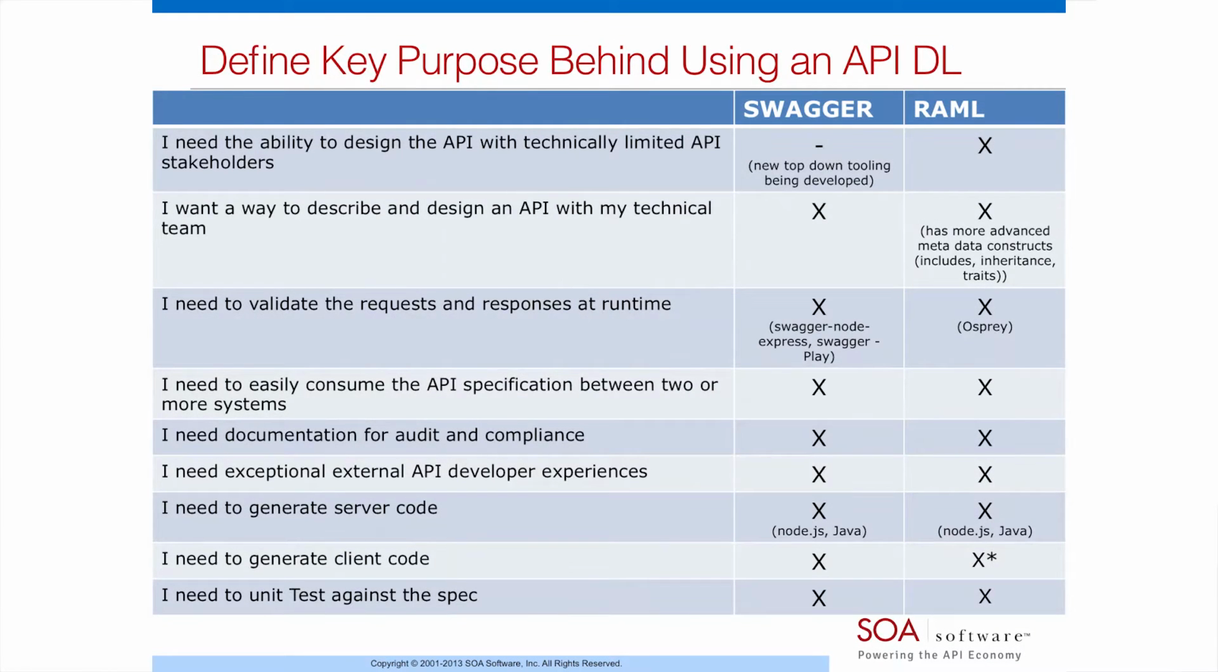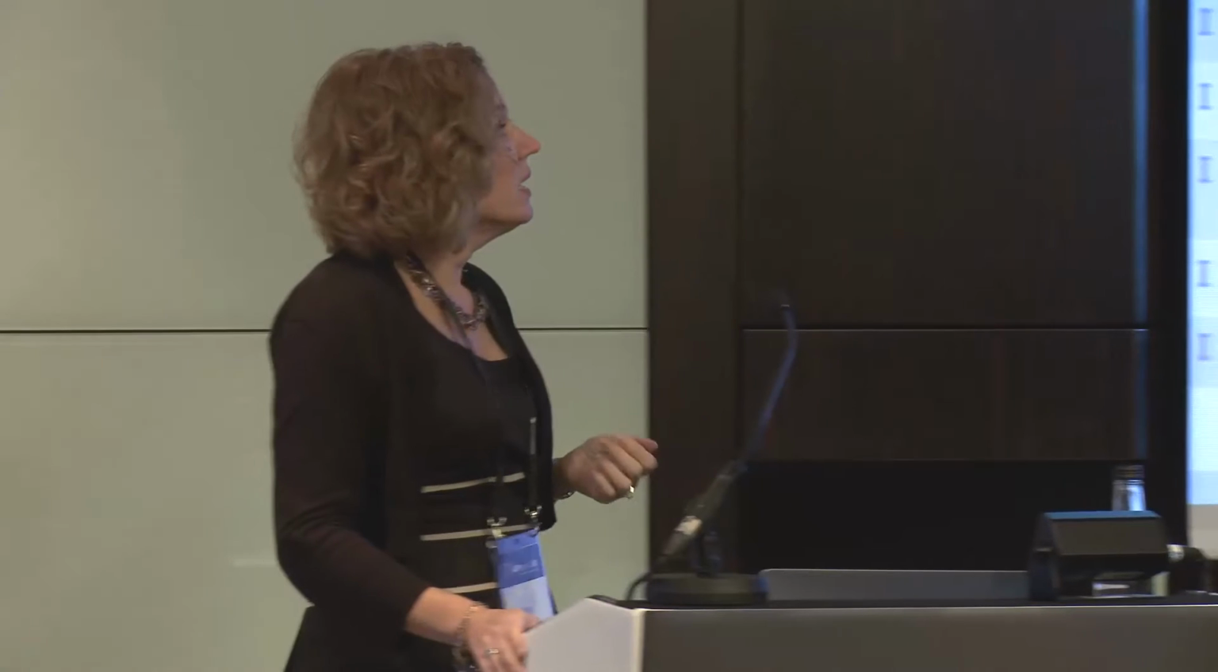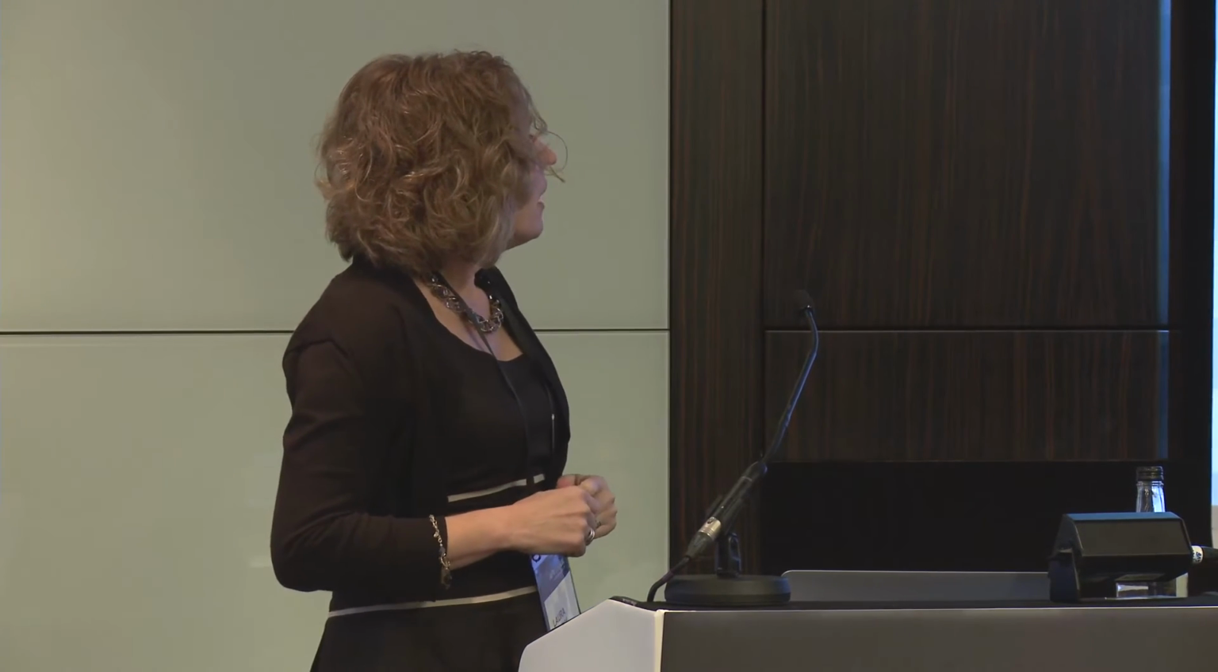Let's say I need to validate requests and responses at runtime. Swagger does this very well with its Swagger Node Express and Swagger Play capabilities. RAML has Osprey, a component that you can put in, and the community is growing. Just like Uri said, you can go to GitHub for both of these communities, Swagger and RAML, and find almost any tool that you need to use. So they're pretty similar there.